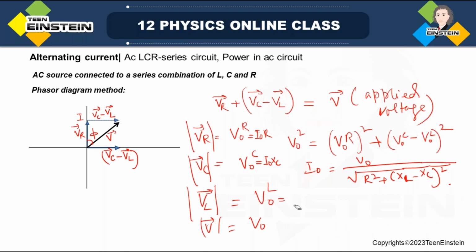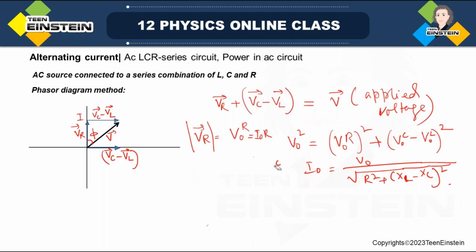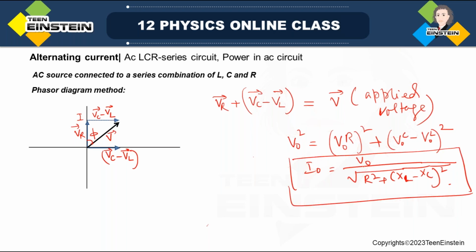So we have got one thing, what we wanted to do. What were our aims? One among the aims was to find out the magnitude of the current. See, we have got the magnitude of the current in the LCR circuit. What is that? That is V0 by the square root of R square plus XL minus XC whole square.